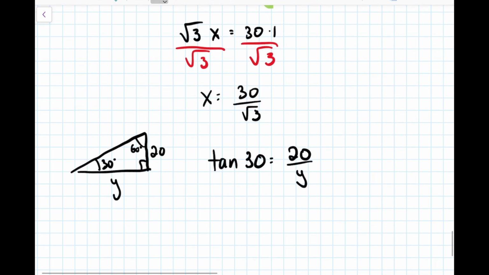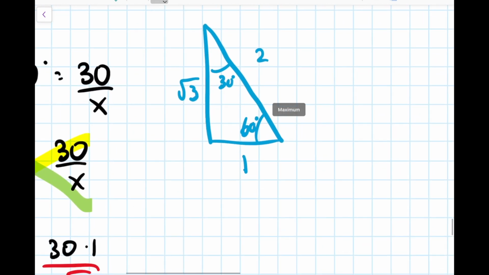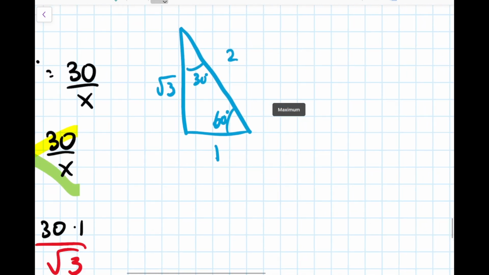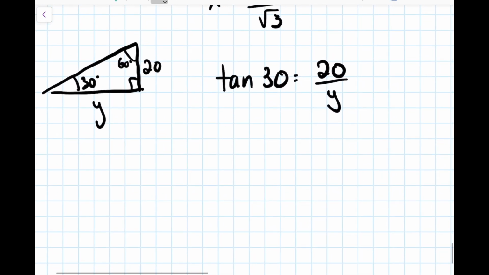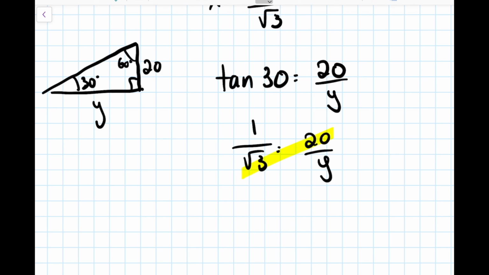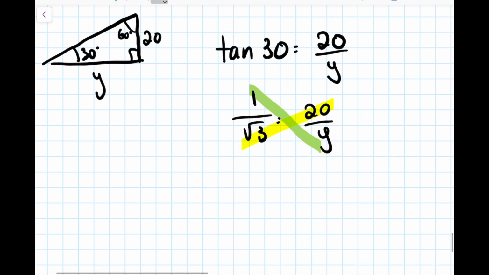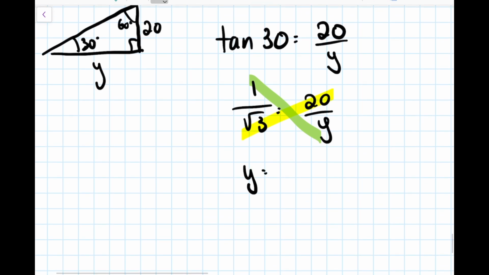So the tangent ratio for 30, if we come back up here, isn't going to be root 3 over 1. It's going to be 1 over root 3, because we've kind of switched around what's the opposite and what's the adjacent at this point. And so this is going to be 1 over root 3 equals 20 over y. We cross multiply, and in this case, we end up with y is 20 times root 3.